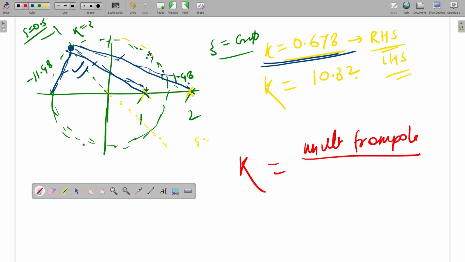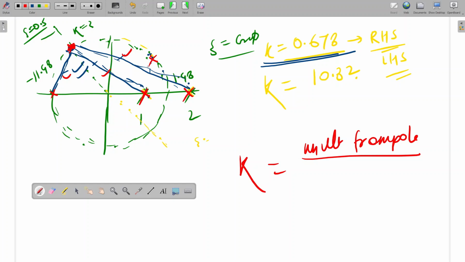Let's say this is some point. Up to this point, we'll measure the distance from all the poles. Let's say these three poles are there. So we get three distances, this one and this one, and the product will be higher only.